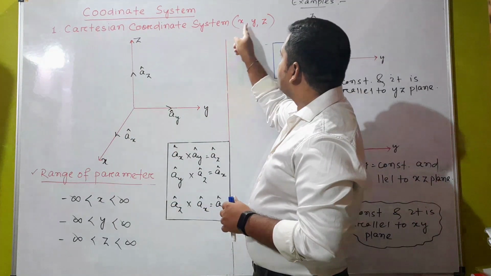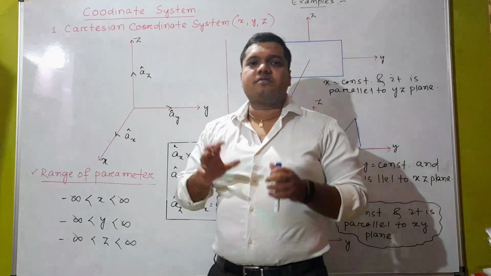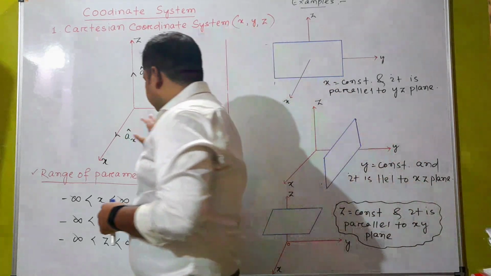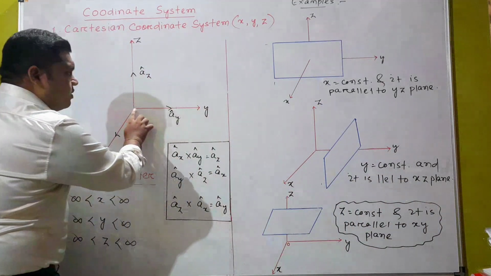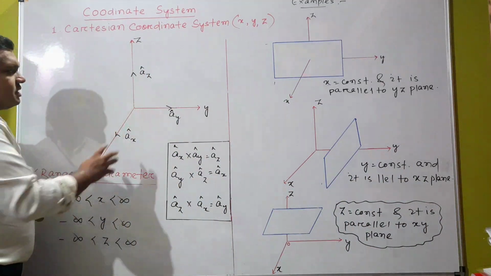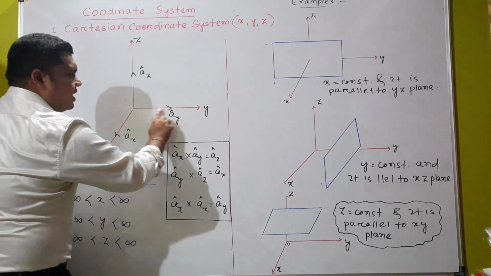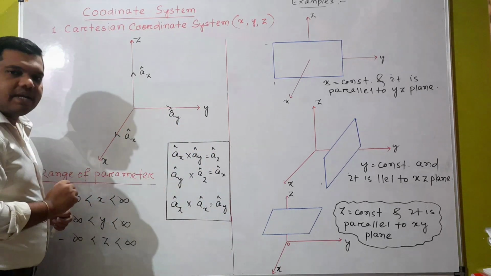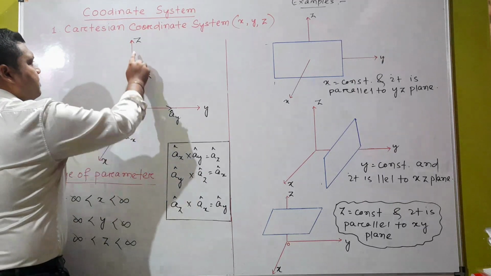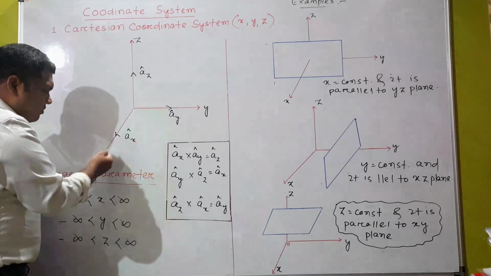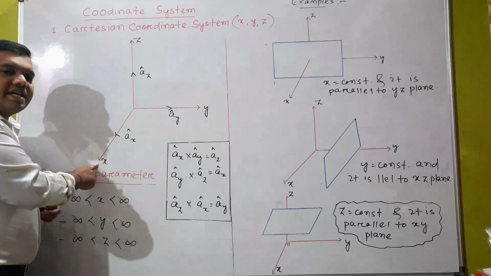Here x, y and z are the parameters of the Cartesian coordinate system. Look, this is the coordinate system. If I move away from the origin, the parameter value increases. If I move in this direction, the y value increases. If I move in this direction, the z value increases. And if I move in this direction, the x value increases.